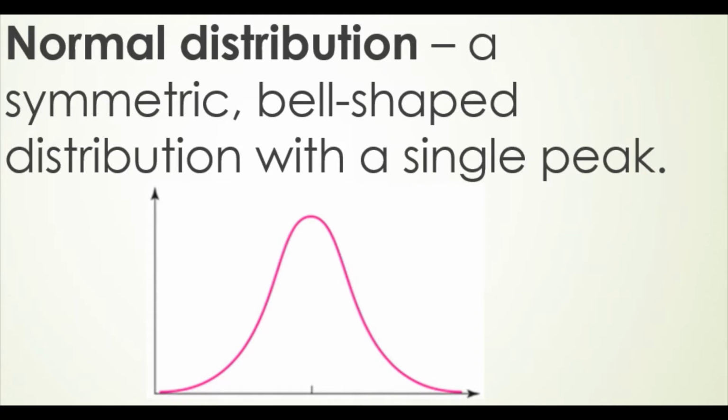First, let's define normal distribution. A normal distribution is a symmetric bell-shaped distribution with a single peak. We often call it a bell curve because of its shape. And because it's symmetric, right at that peak you're going to find the mean, median, and mode all at the same place. So it's symmetric, it has a single peak, and ends up with this bell-shaped curve.